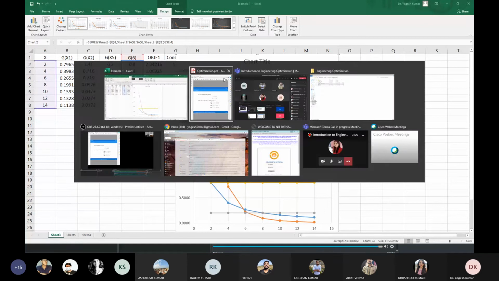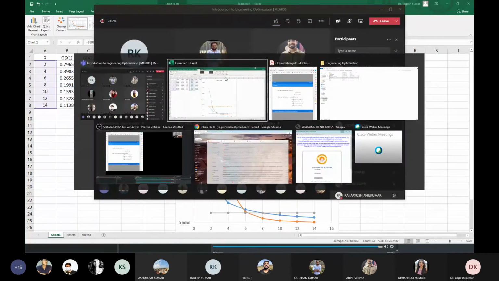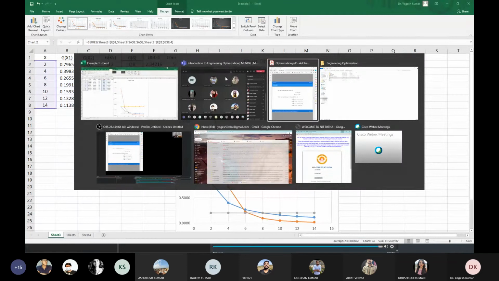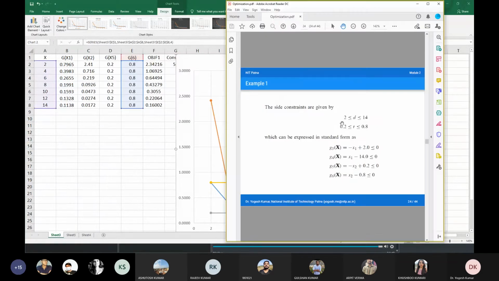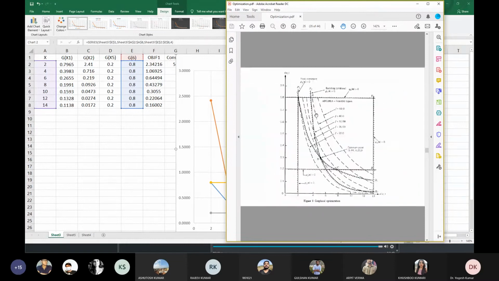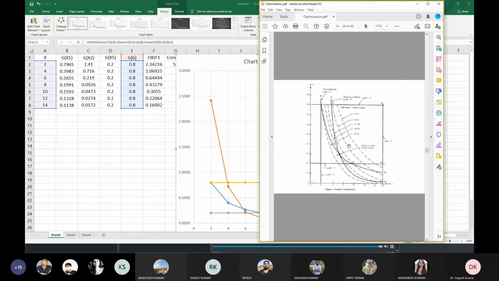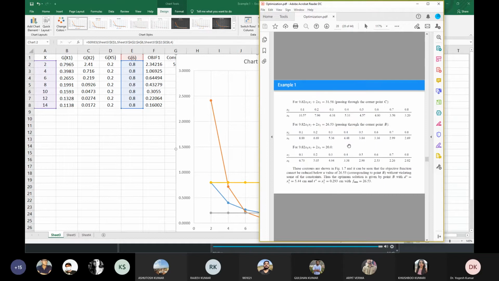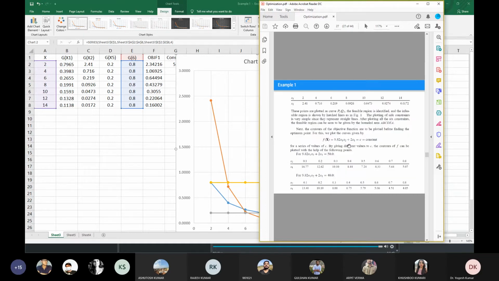I hope this process is clear to all of you. You have to simply click on your chart option. Okay, so we have plotted the plots corresponding to your constraints. Now what we are supposed to do is draw the curve corresponding to your objective function. So what is our objective function?